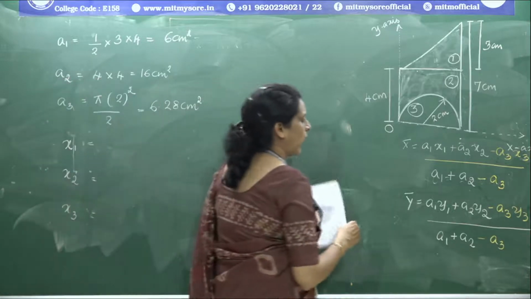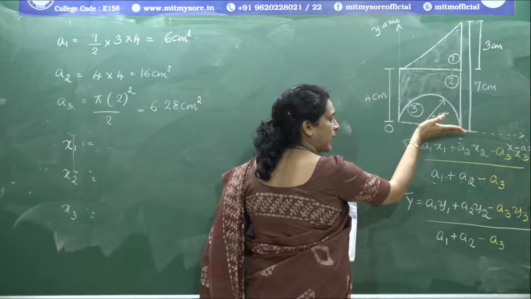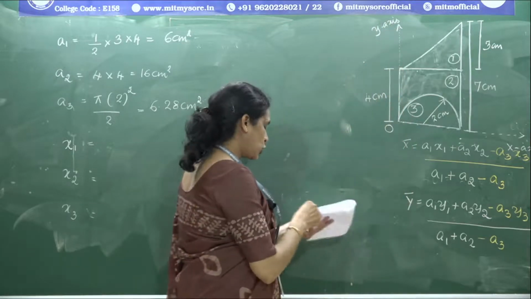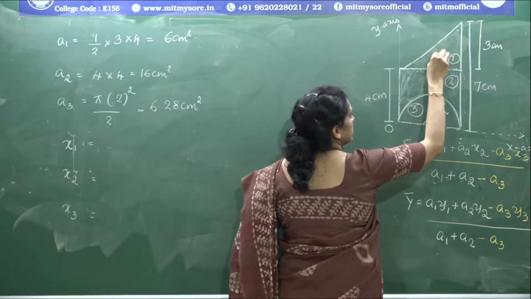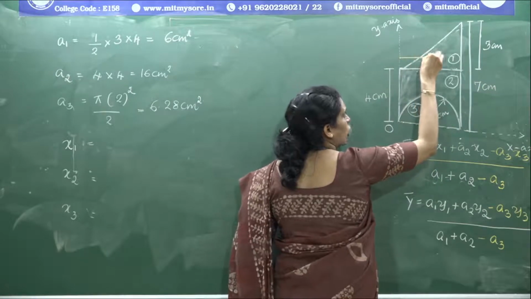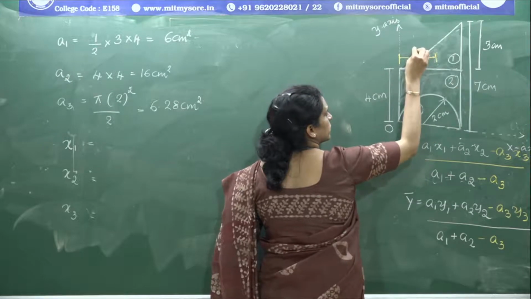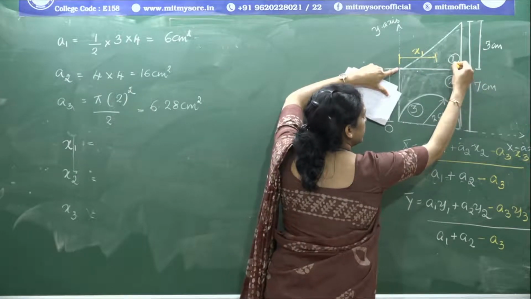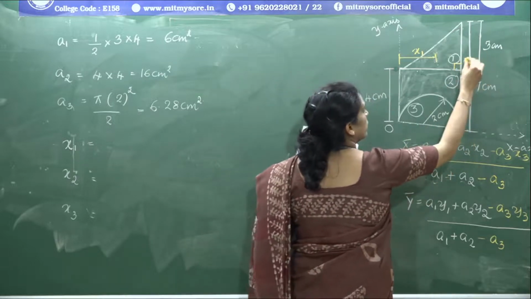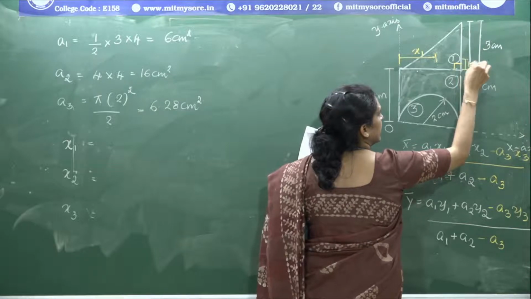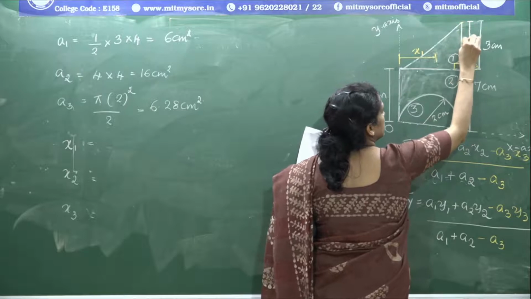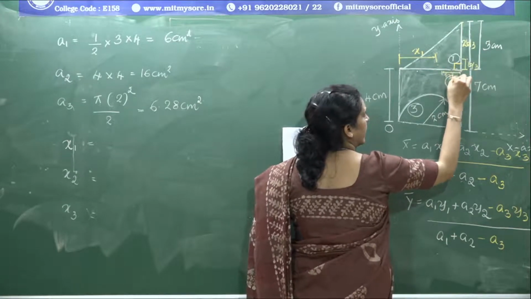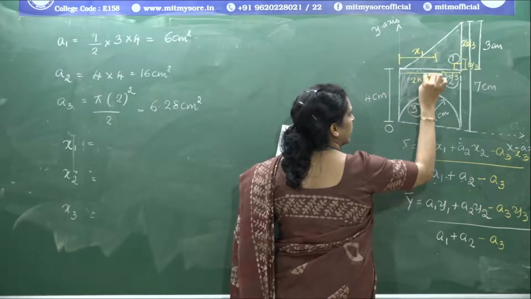Now we shall find out x1, x2 and x3. First of all, to find out the components related with x-axis, that is x1, x2 and x3, we are considering the y-axis as the reference. So we shall mark the centroid for all the components. Here is the centroid. Since it is a right angled triangle, we have this value as b by 3 and the remaining value as 2b by 3. Likewise, here the value is h by 3 and the other end will be 2h by 3.